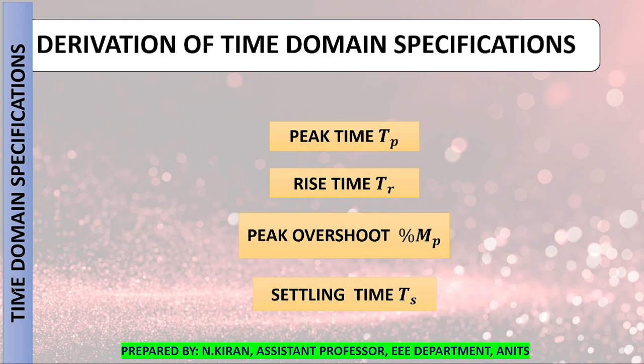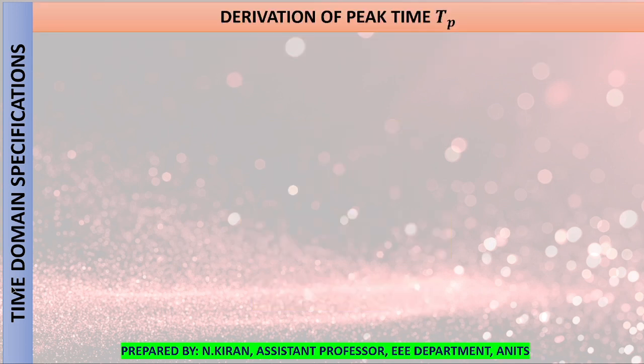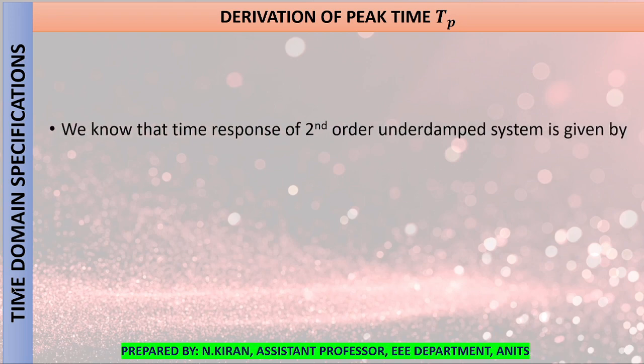So now it's time to derive the following time domain specifications, that is peak time TP, rise time TR, peak overshoot MP or percentage MP, and settling time TS. The first one, we are going to derive is the peak time TP.